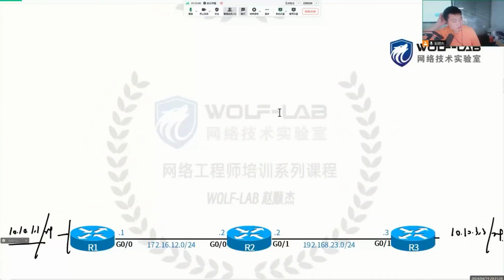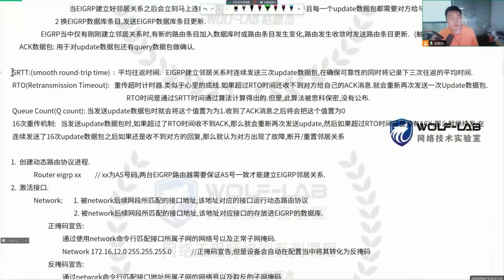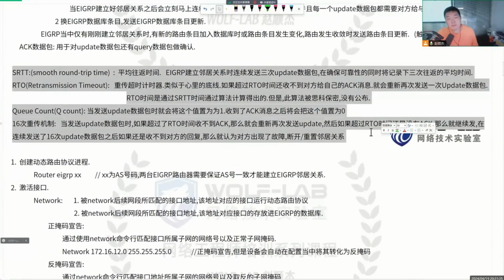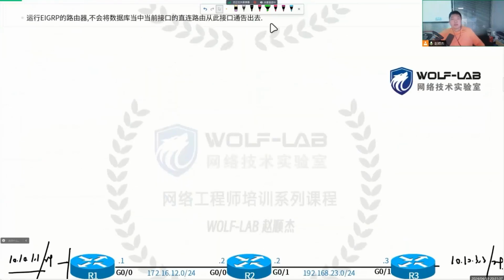All right, we just learned about our EIGRP hello packet and the main role of the update data packet, including what content is contained in our neighbor version. Next, we will continue. The first thing we need to understand next is the conditions for establishing a good EIGRP neighbor relationship.